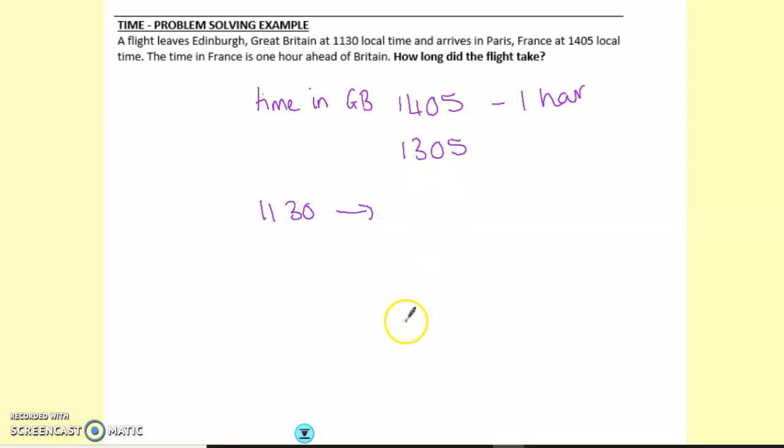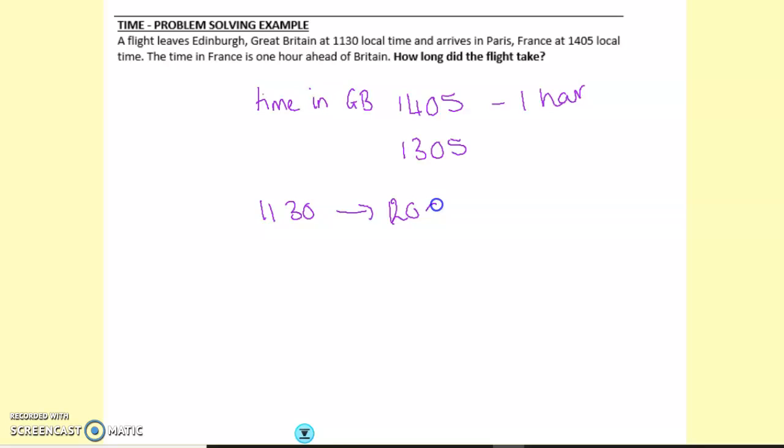So I'm going to take my 1 hour off. So the time in Edinburgh or in Great Britain when the flight arrived would be 1 hour less. So 11:30 minus 1 hour. No, not 11:30 minus 1 hour. What did I want to say here? I'm not interested in when it left, I'm interested in when it arrived. 14:05 minus 1 hour, that's better. It'll be 1:05. Okay, so the length of the flight then starts at 11:30 and finishes at 1:05.